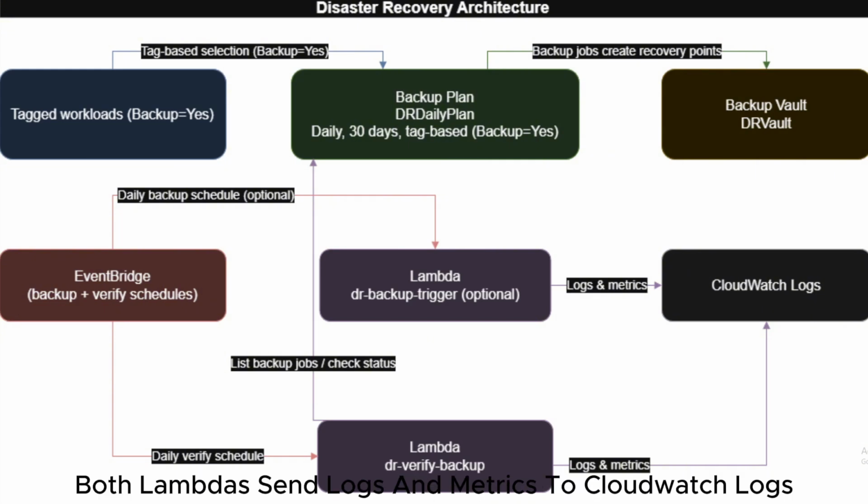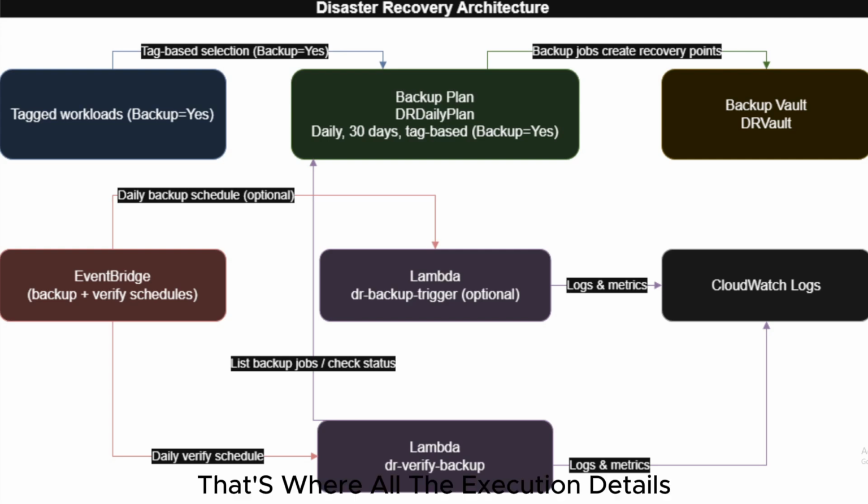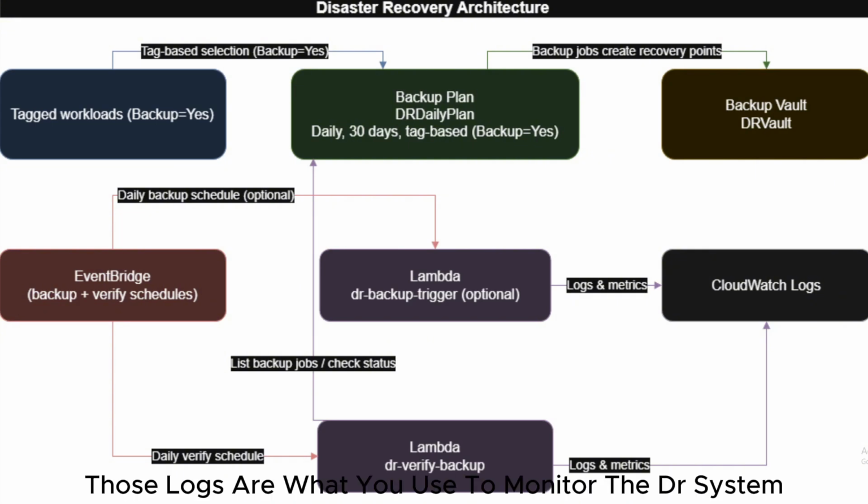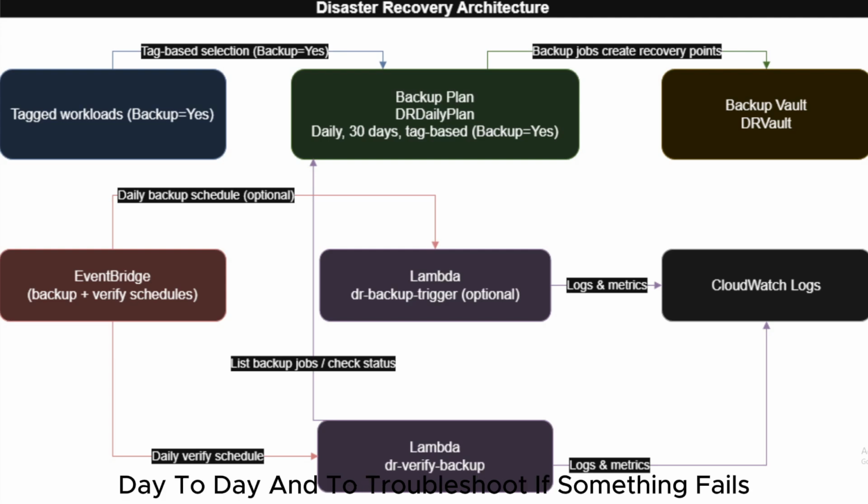On the right, both Lambdas send logs and metrics to CloudWatch logs. That's where all the execution details and health summaries end up. For example, DR Verify Backup writes a simple JSON summary like OK true or OK false, along with how many jobs it checked. Those logs are what you use to monitor the DR system day to day and to troubleshoot if something fails.